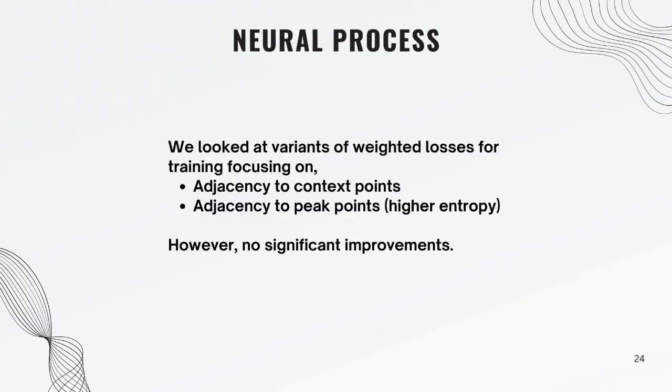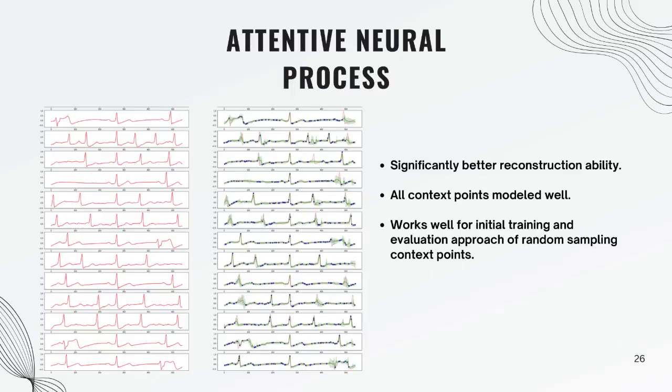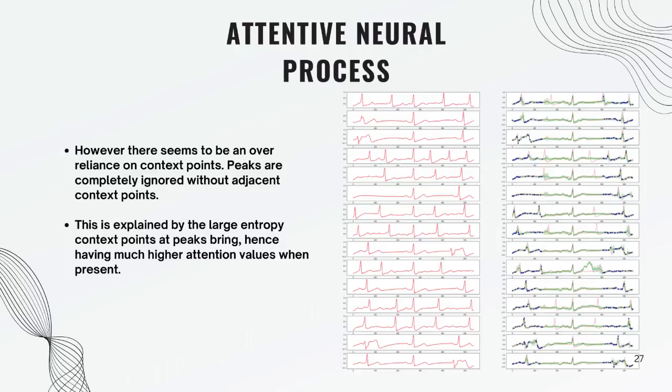We tested custom loss functions to improve training. None gave significant gains. Attentive neural processes add attention, improving reconstruction and reducing context loss. They model all context points well, especially useful in early training phases. However, ANPs heavily rely on context near peaks. Without nearby context, peaks are missed.